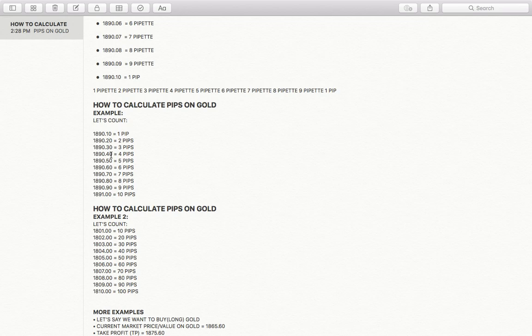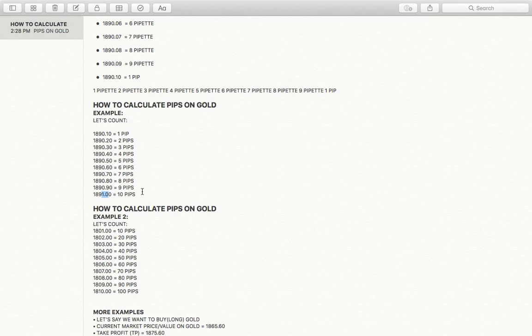1890.40, that's 4 pips. 5 pips, 6 pips, 7 pips, 8 pips, 9 pips, 10, right? We have 10 pips. So 10 pips represent from this point. Can you see? 10 represent from this. So basically 10 pips will be like this.